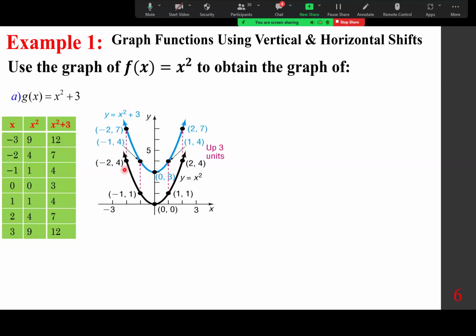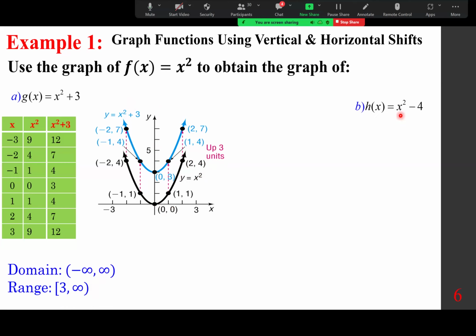Domain is the same for both of them, is all real numbers. Range for this one was from 0 to infinity, but this one, the range has changed because we've gone up 3 units. So it's from 3 to infinity. So this is the change that you got to pay attention to. Domain doesn't change, range does.